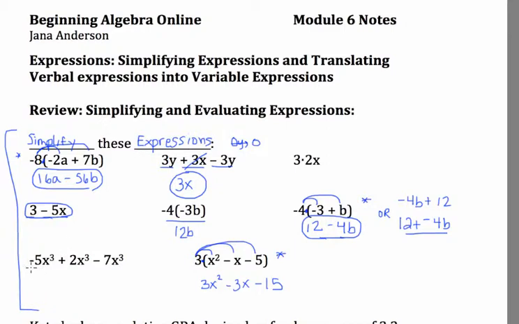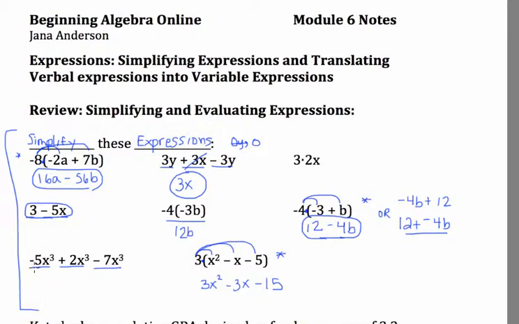Down here, we have 3 terms. -5x cubed, positive 2x cubed, negative 7x cubed. They all end in an x cubed. They all have the same ending, so they're all like terms. So we can add them all.